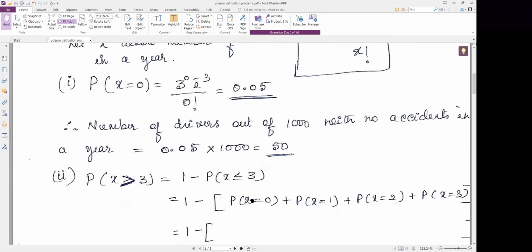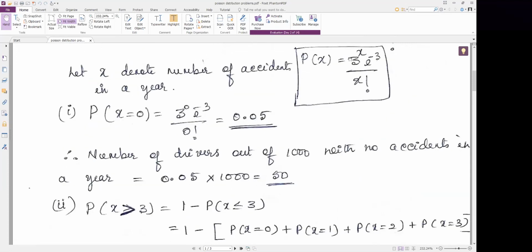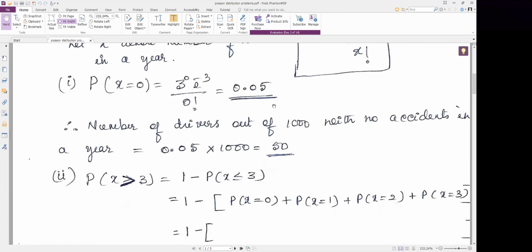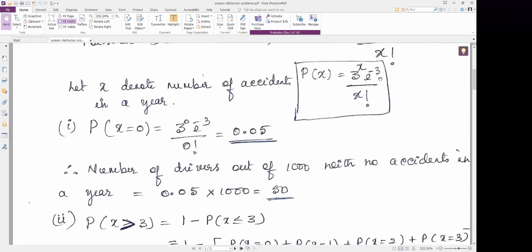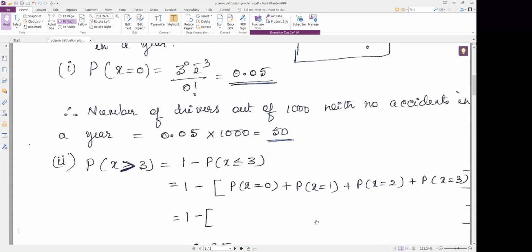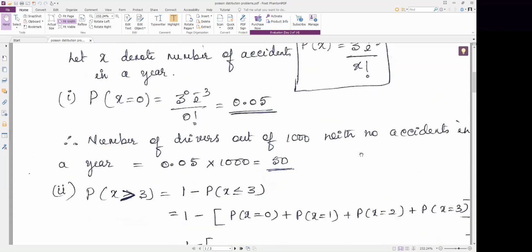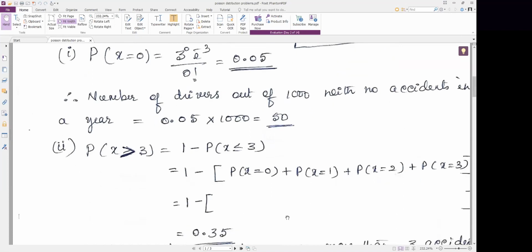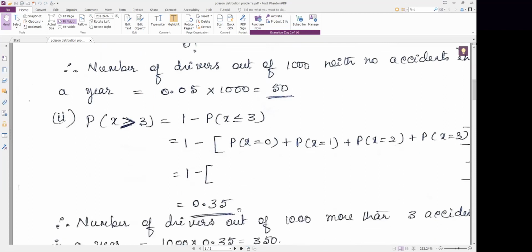Now where do you need to substitute? Already you have saved it in your calculator. So press the calculation button, put x equal to 0. For x equal to 0, already we know the answer: 0.05. So write down here, then plus, put x equal to 1. That time you will get one more answer. Then put x equal to 2, you will get the answer. P of x equal to 3, you will get the answer. So add the answers, then subtract from 1. 1 minus the sum of this gives you 0.35.